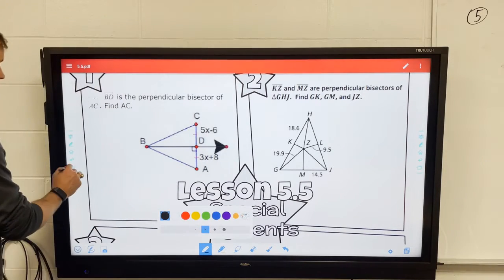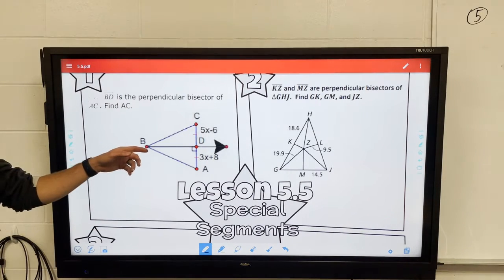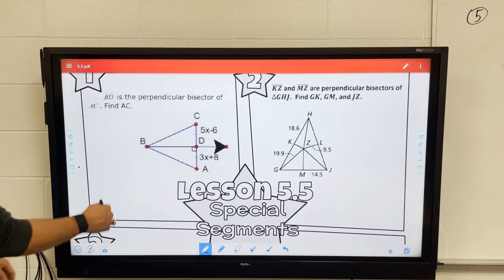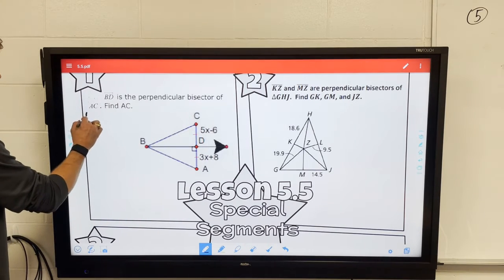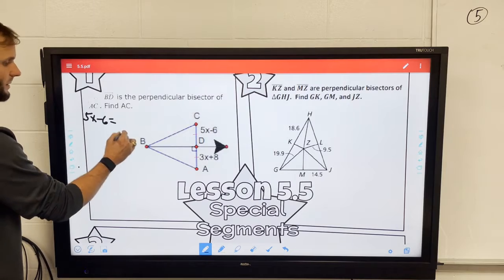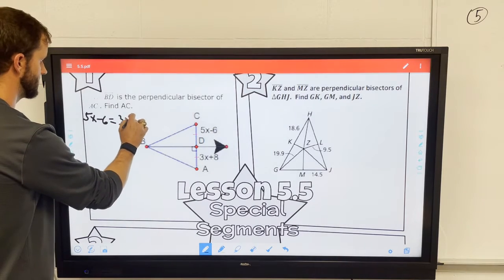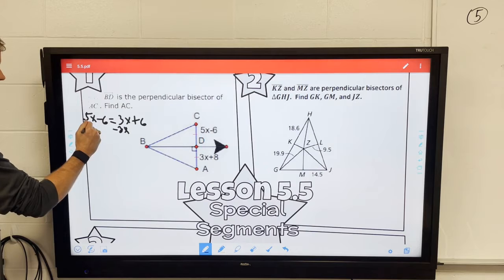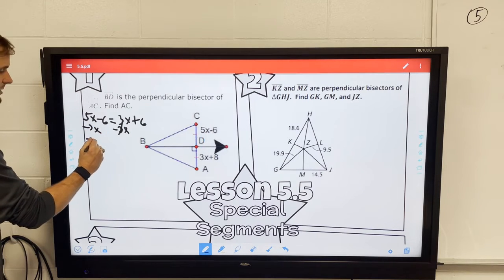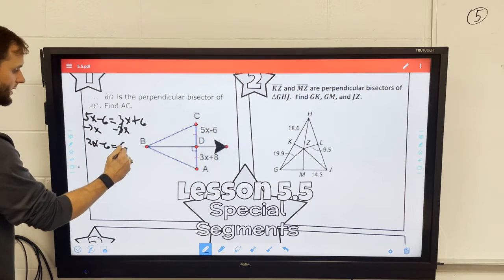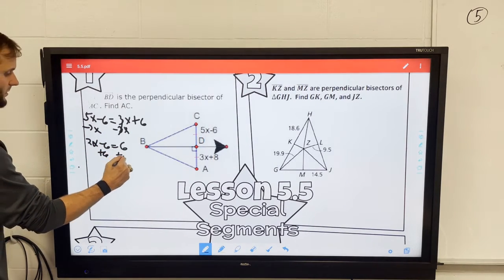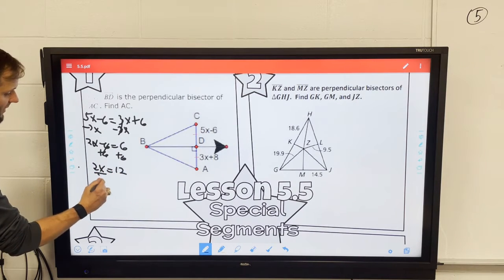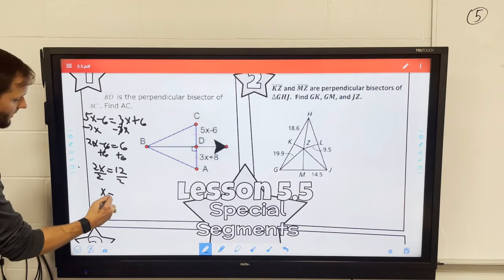So right now, I need to find the value of x, and then I need to plug it back in to find the value of the whole thing. I know CD, which is 5x minus 6, is going to be equal to 3x plus 8. So I'm going to subtract 3x on both sides, which is going to give me 2x minus 6 equals 8. I'm going to add 6 on both sides, which is going to give me 2x equals 14, and I'm going to divide by 2, which is going to end up giving me 7.